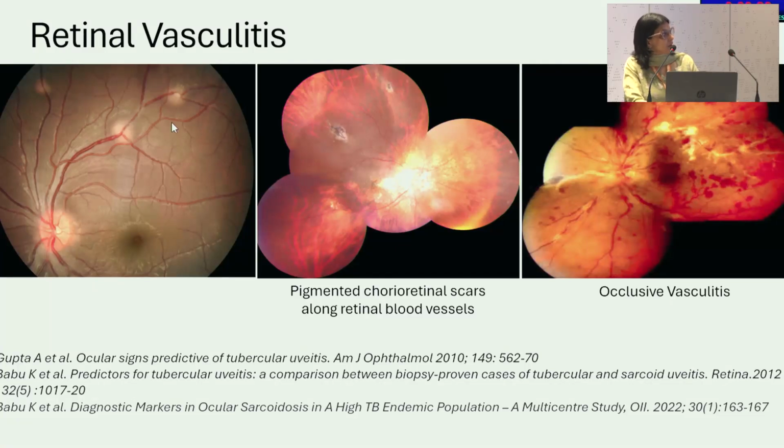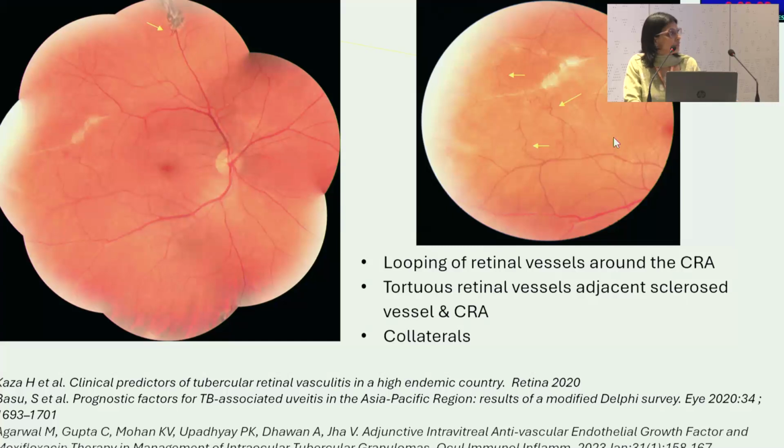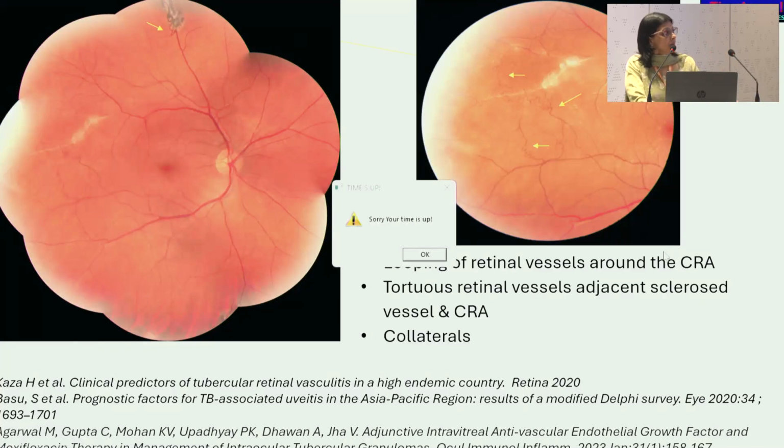So in this patient, generally we want to rule out TB, and some of the markers are, you see these kind of granulomas along the vessels, you see this kind of chorioretinal scars which are pigmented, and usually TB-related vasculitis are more occlusive. A nice study from LVP has also shown that you can see this kind of tortuous vessels around these chorioretinal scars, and you can also see this kind of looping around these scars.